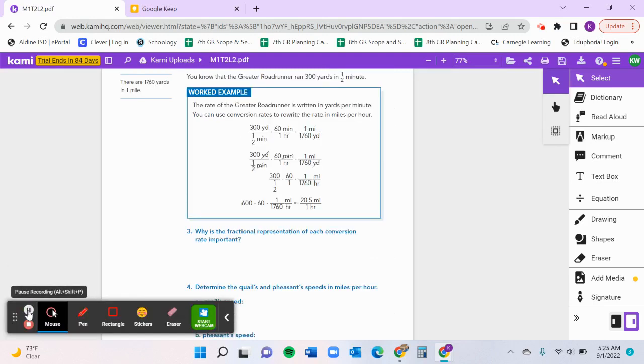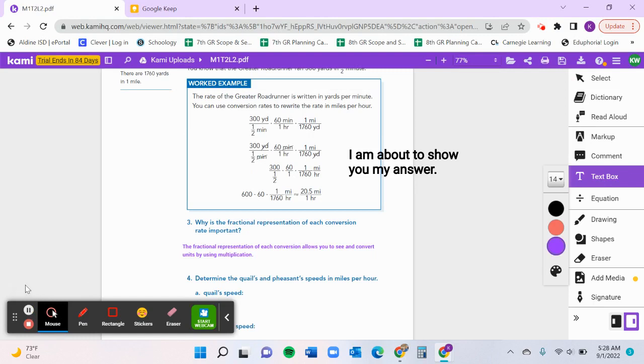Now moving on to question number 3. Go ahead and read the description and also look at the worked example. Pause here. Question number 3 reads, why is the fractional representation of each conversion rate important? Go ahead and answer if you already have it.